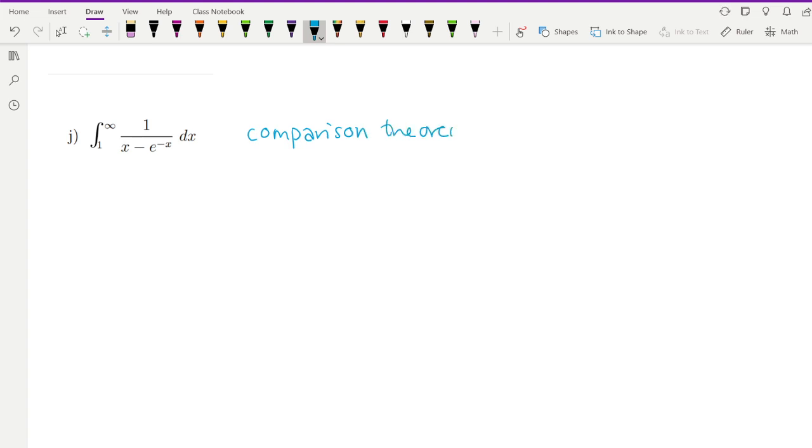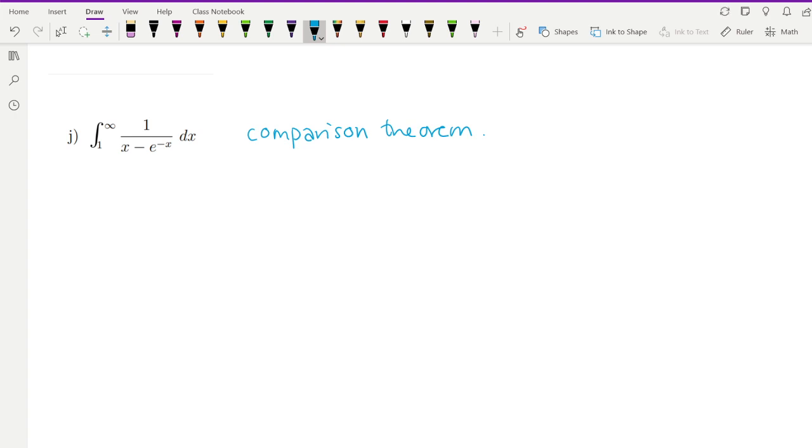Okay, so what does the comparison theorem say? Basically, it says if you can find a similar integral to the one that you're looking at here, which you are already aware of whether it converges or diverges, if you can then show that this function that we're integrating is bigger or smaller than the function you're comparing it to, then that may be able to tell you whether the integral converges or diverges.